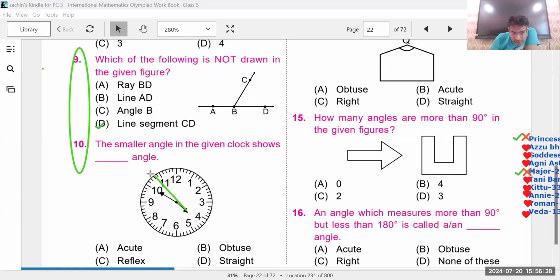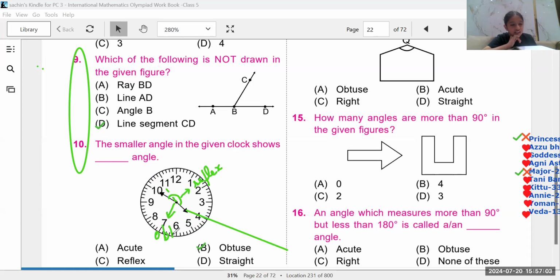You see, beta, this will be a little less than a straight line. So because this is less than a straight line, the angle from the top will be reflex, because the top one will be more than a straight line. If I make a straight line like this, the top one will be more. So this is reflex. And sir, bottom one I will say be what? C only. Beta, from the top it is reflex, from the bottom it is obtuse. They ask for the smaller angle. Okay, sir, understood. Major understood? Yes, sir.